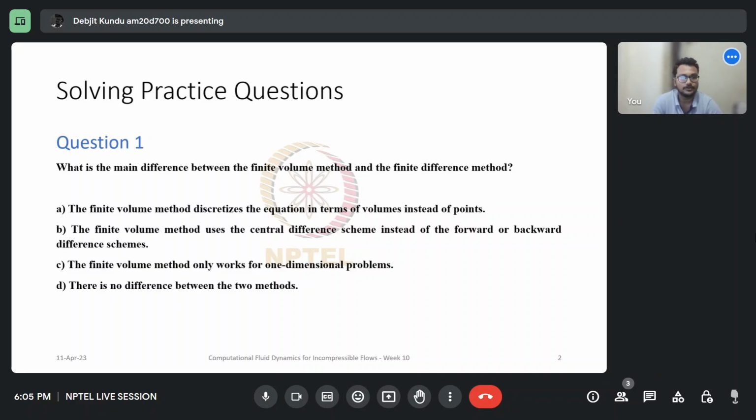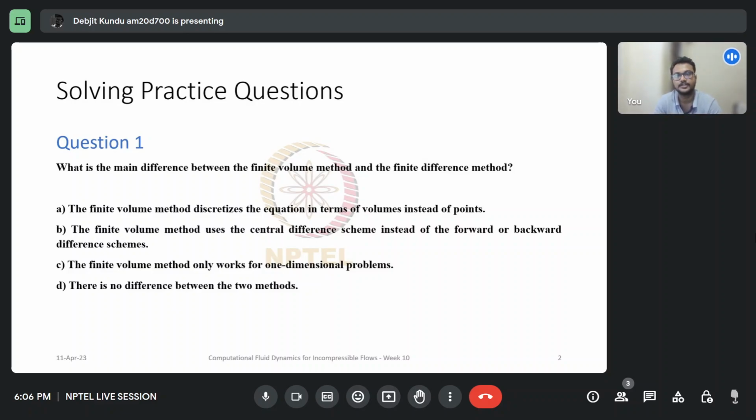So, the topic of discussion of this week began with finite volume methods. Earlier on, we have discussed everything with reference to finite difference methods only. So, the first question has a direct connection to that. It is asking us what is the main difference between the finite volume method and the finite difference method. So we are using two different methods. What is the core idea? What is the core difference between the two?